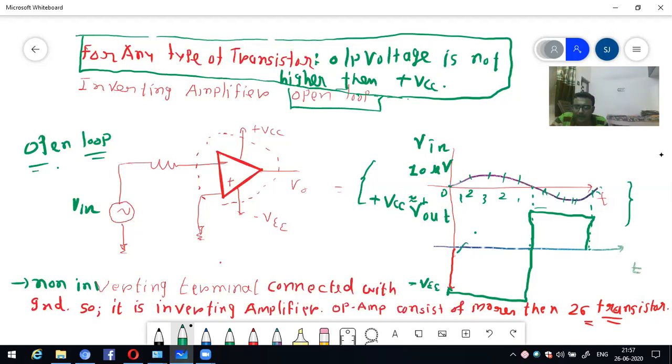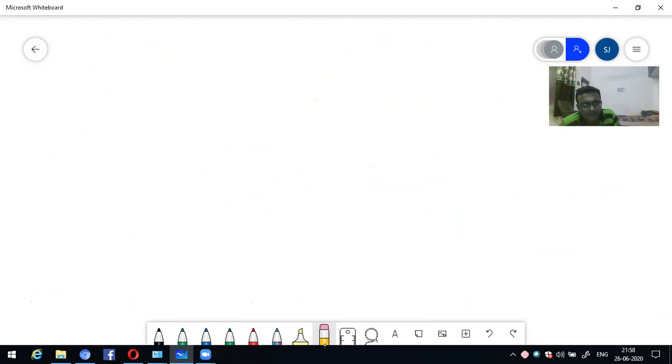So what I am trying to say is that this is the region at which we get the output voltage at maximum value only. So we can say that one type of non-linear application can be designed using this open loop configuration. So what is the disadvantage?